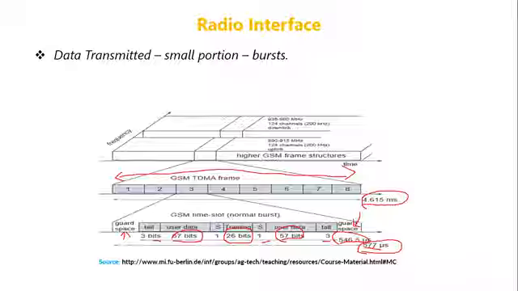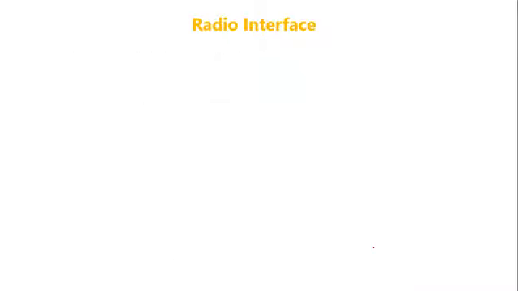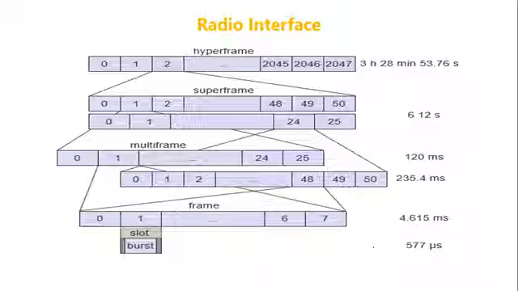To avoid overlapping with the other burst. So this is the structure of the radio interface. Each radio carrier transmits approximately 270 kilobits per second over the radio interface. Okay, fine. So we'll come to this diagram later.